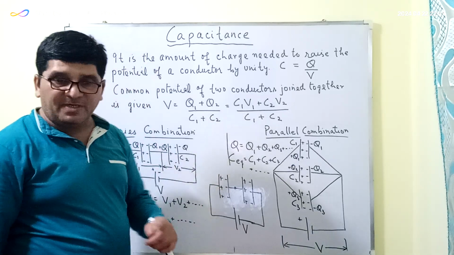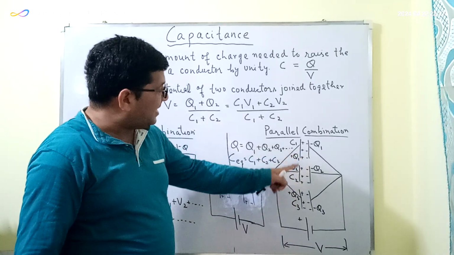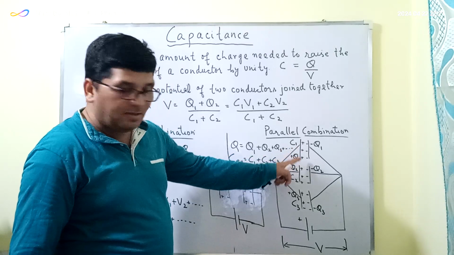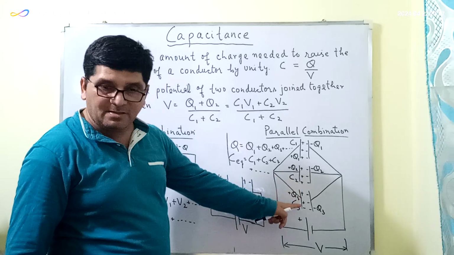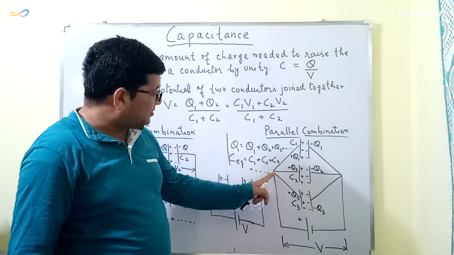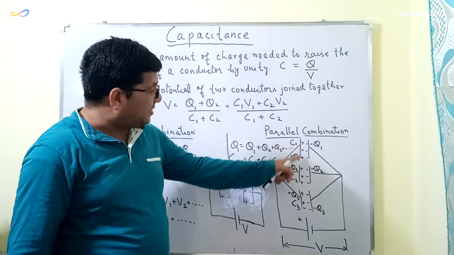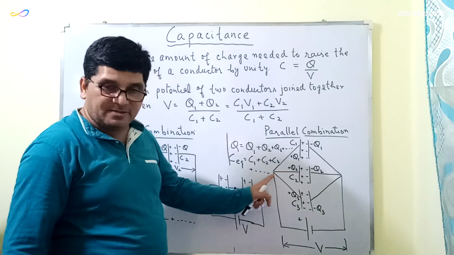However, in the parallel combination, see, this is a parallel combination. Here you can see this positive end. This is the positively charged plate of the capacitor, this one and this one, and the other ones are negatively charged. But you see here, the positively charged plates are connected together here. See here.